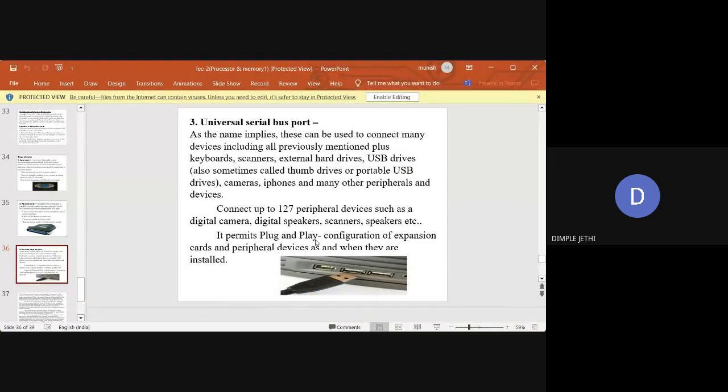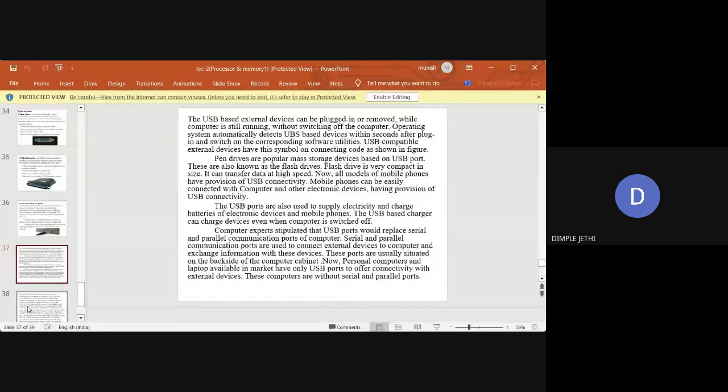Like for a printer, what do we need to install before that? Drivers. You have to install a driver for that. But these are plug and play, so you just connect it and you can start working on it. Like your USB drives, keyboard, scanners. So this is your USB ports, right? Pen drives and all we can connect.